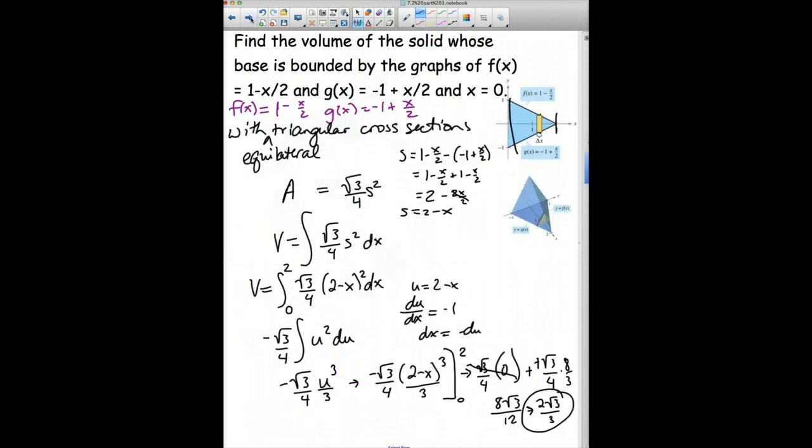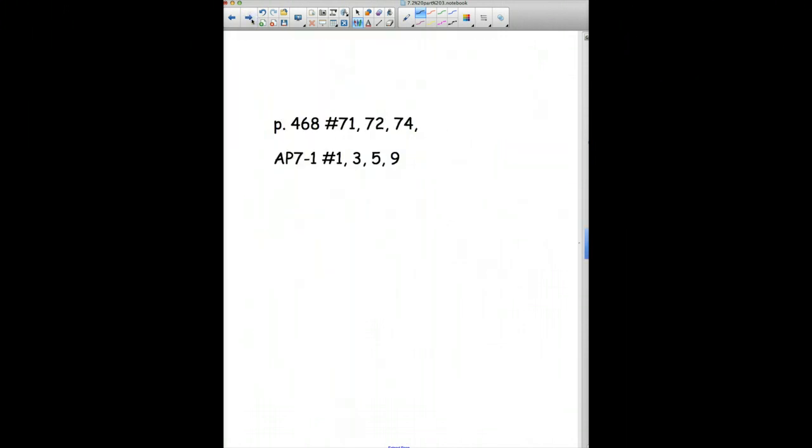I wanted to show you a demo. So before we move on, I'm going to open up a website. All right, never mind. So just you do these problems, page 468, 71, 72, 74, and then on the AP page at the end of chapter 7, do 1, 3, 5, and 9.